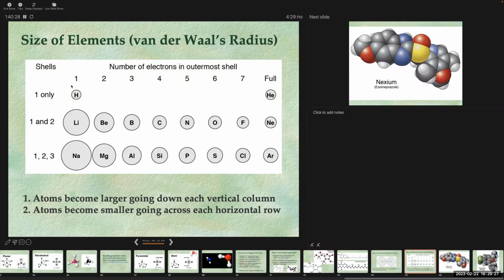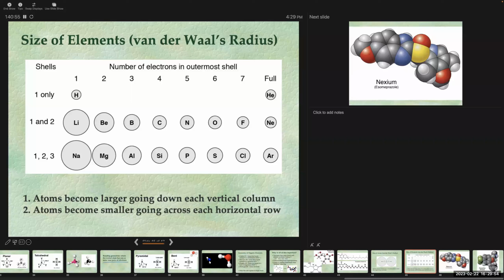So as you go down each column, if we go down column 1, hydrogen's pretty small. Lithium all of a sudden is a whole lot bigger than hydrogen. And then sodium is bigger than lithium, and potassium would be even bigger than sodium. So atoms get larger as you go down each column down the periodic table. And there's a simple reason for that. Probably, you may have already figured it out.